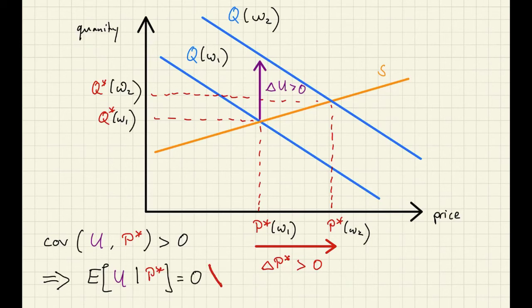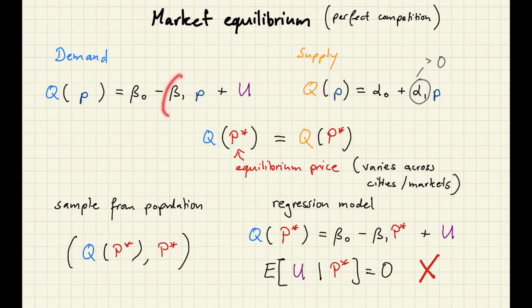is not satisfied. If there is a correlation between the two quantities, then we can use P star to make a prediction about U. The exogeneity assumption says we shouldn't be able to make such a prediction. Since the exogeneity assumption here is not satisfied, we also know that a regression of Q star on P star probably doesn't give us the desired causal effect of price.